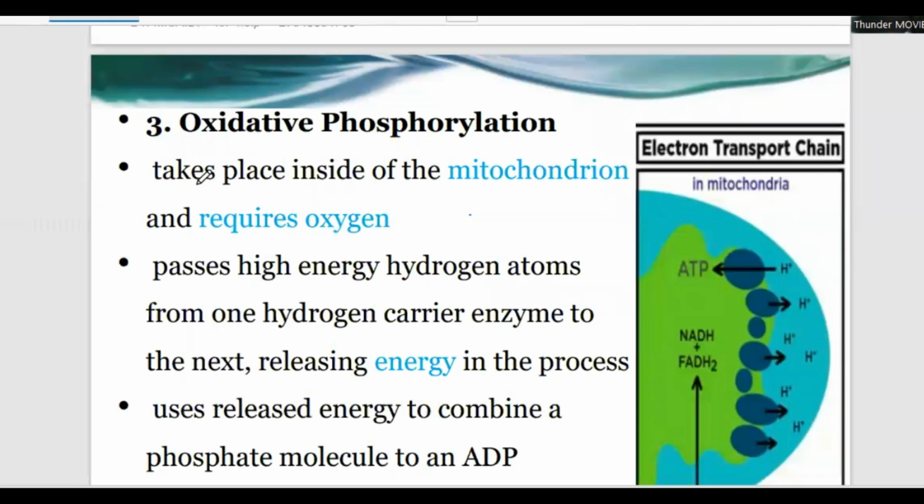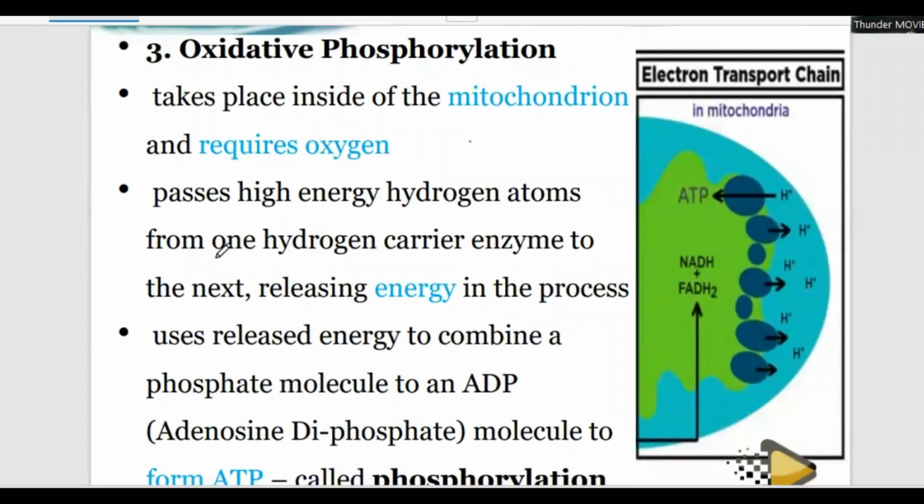Let's go back to our oxidative phosphorylation. It takes place inside the mitochondria and requires oxygen, so it means that oxygen must be present. It passes high-energy hydrogen atoms from one hydrogen carrier enzyme to another. What does it mean? It means one hydrogen carrier enzyme gives it to the next one, and then the next one, like that. But during that process, energy is being released.